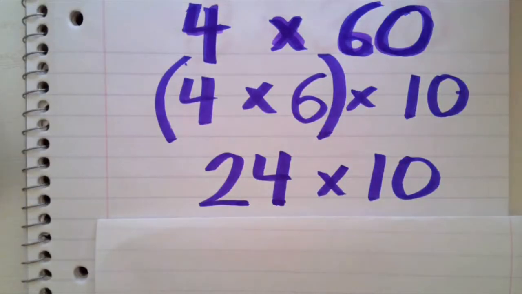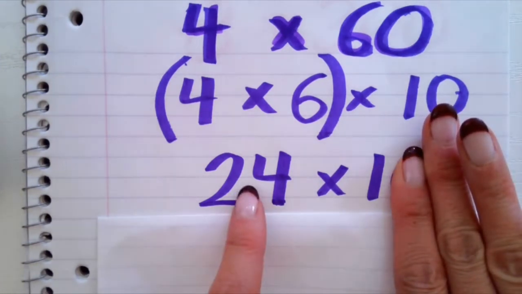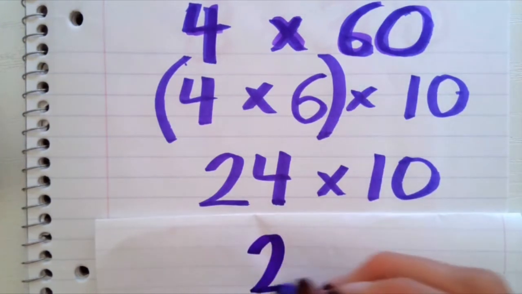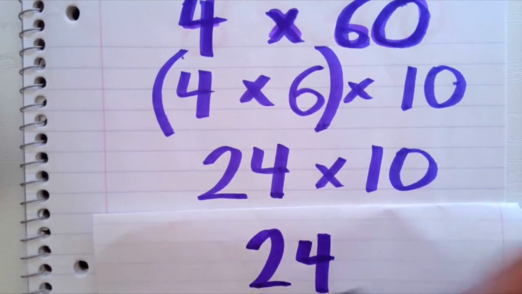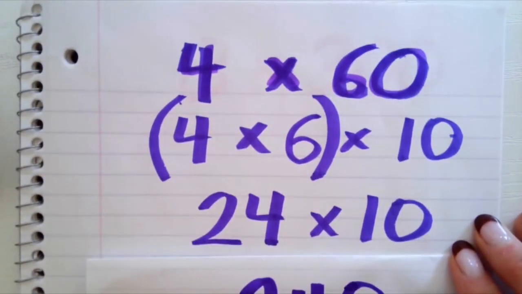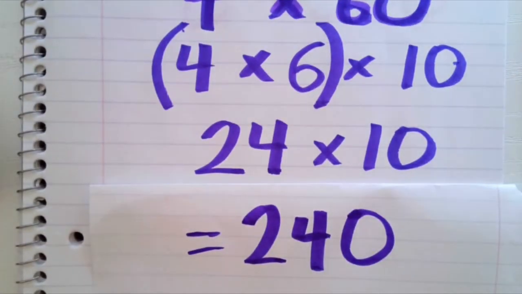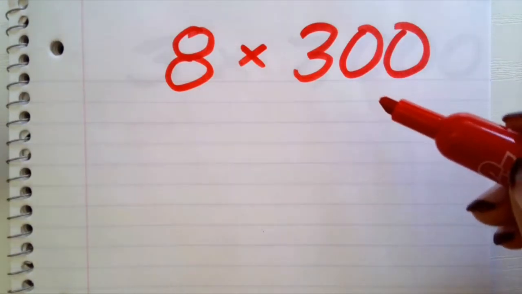Another way to think about it is just to cover up the 0 in the ones place and multiply 24 times 1, which is 24. And then put the 0 into the ones place. 4 times 60 is 240. That was fun and easy. Let's try another one, this time with a multiple of 100.